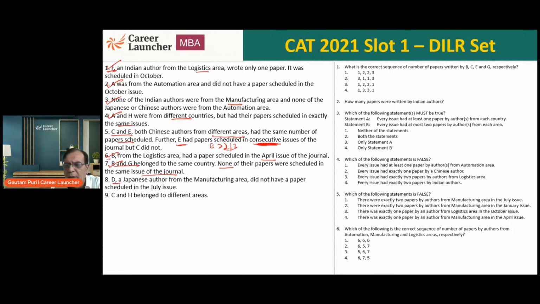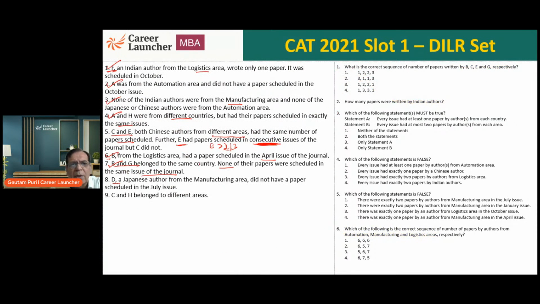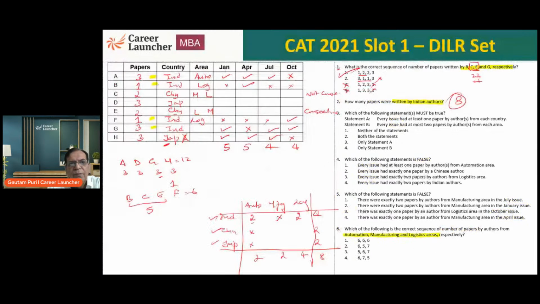D, a Japanese author, we have already figured out. D is a Japanese author from the manufacturing area. Now, who's the other Japanese author? The other Japanese author is H. So if we have one person from here, the second could also be here. We'll see. No, cannot be. Look at this one.